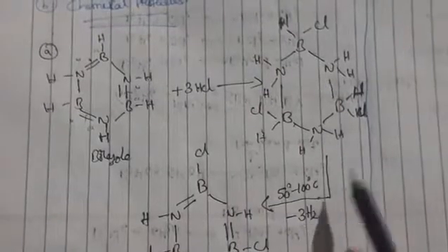So when you heat this first compound, there will be loss of H2. Then you are getting this molecule. This one we call as B,B,B-trichloroborazole. Okay, so this is about the first property.